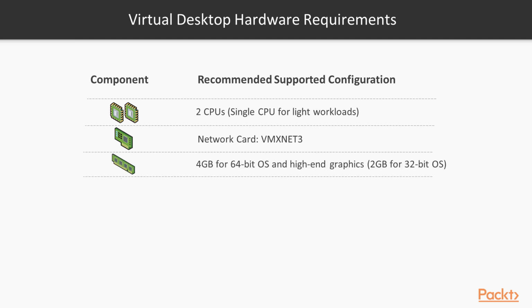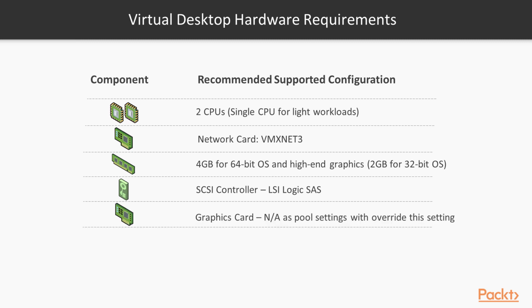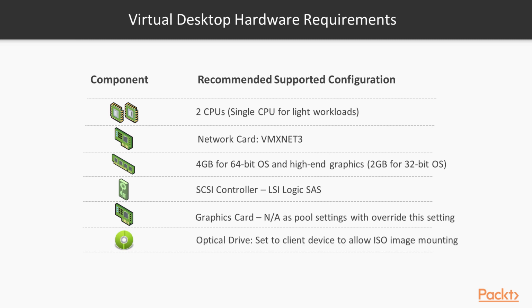We should have 4 GB of memory, and we need to ensure that the SCSI controller is set to LSI Logic SAS, but leave the hard disk size as the default size. There is no need to configure the graphics card, as any settings here will be overridden by the desktop pool settings later on. The optical drive should be set to client device so that you are able to mount ISO images to the virtual desktop machine to install software. The diskette drive should be set to disabled in the virtual machine BIOS, as should the parallel and serial ports.